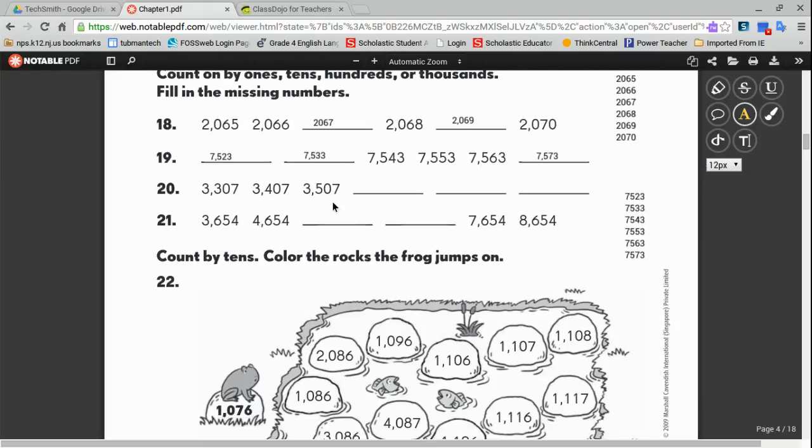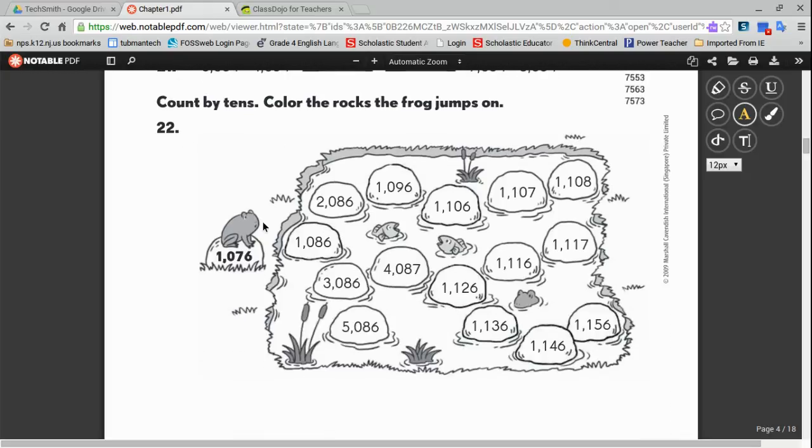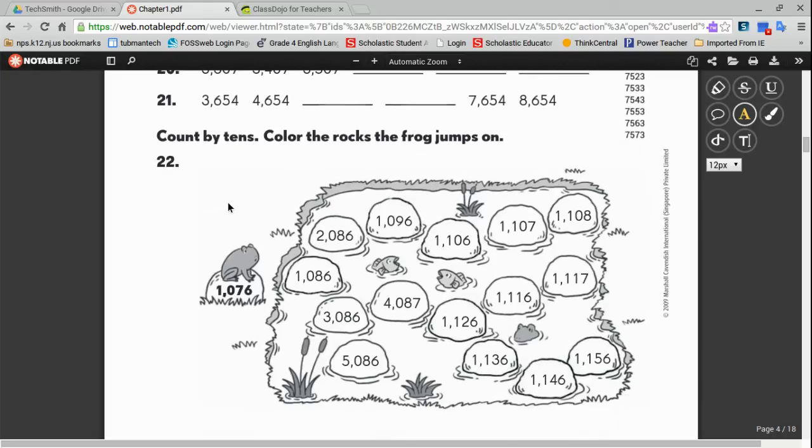Okay, so you guys can do number 20 and 21 by yourself. So what I want you to do right now is hit pause and do those problems. Take a scrap paper if you need to. Write the numbers up and down. It makes it a lot easier for you. And when you're done with that, hit unpause and we'll do number 22. Okay, so you guys should have finished 20 and 21.